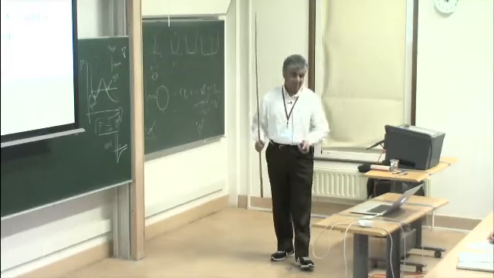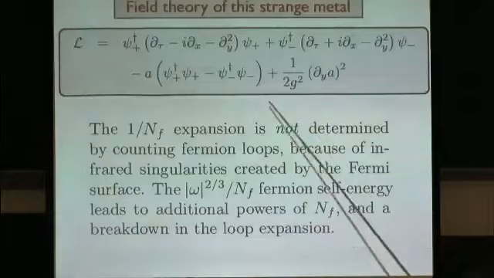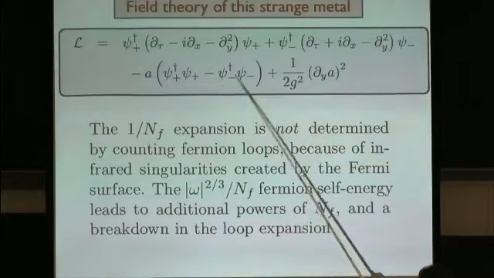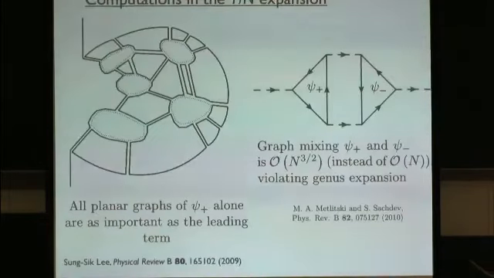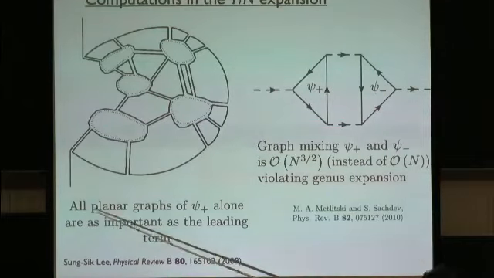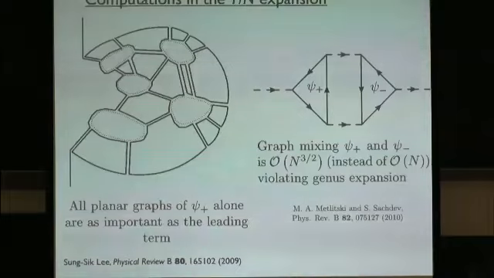This was first pointed out by Sung-Sik Lee, and he sat down for a simplified version of this theory where he only had the psi plus, ignoring the psi minus term. He looked for which graphs have loop integrals that give you anomalous powers of NF. And his very beautiful result was that those graphs are precisely the planar graphs. This is a picture from his paper in 2009. Here is the fermion line. The double line is the gauge boson, and the dashed line I just put in to emphasize the fermion loops.